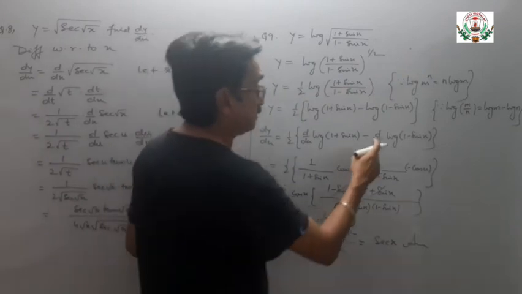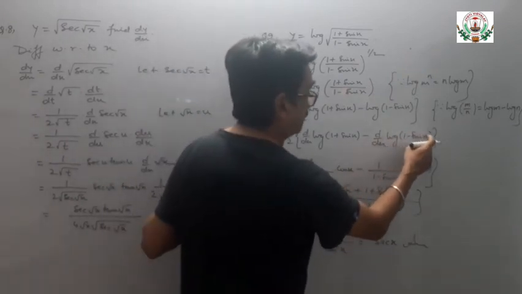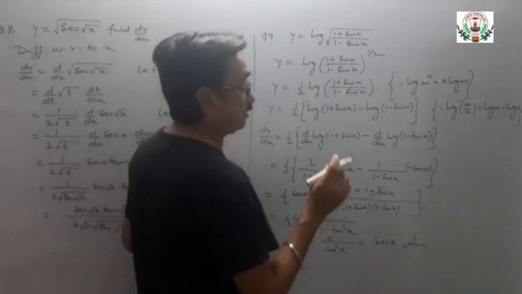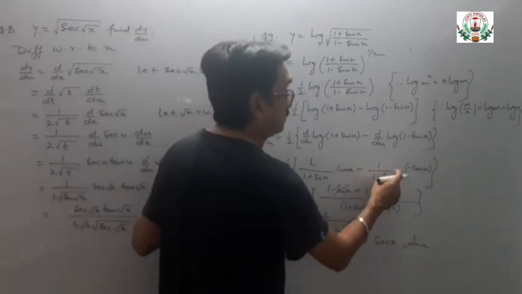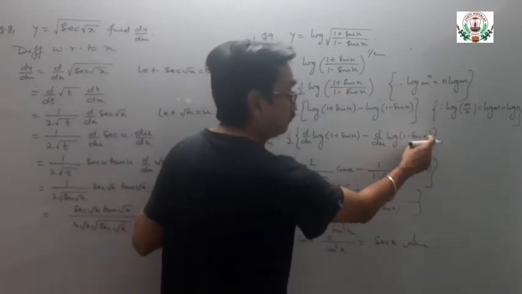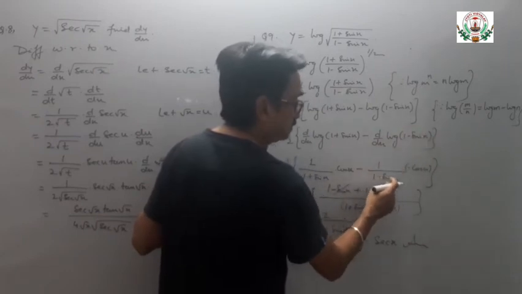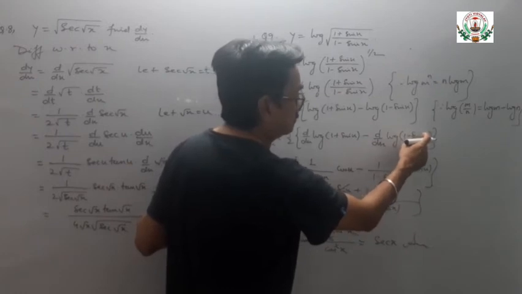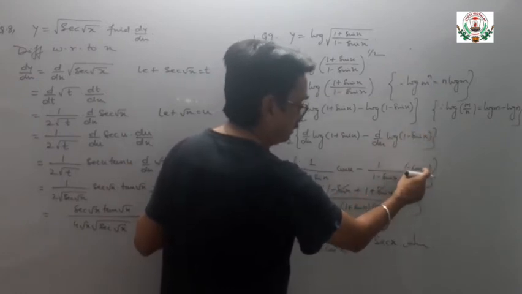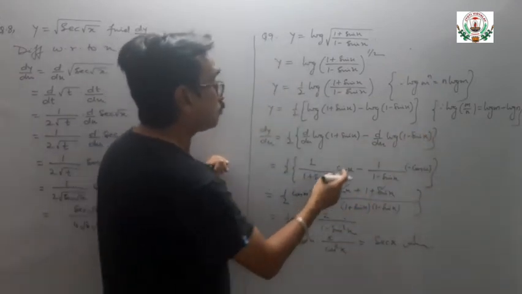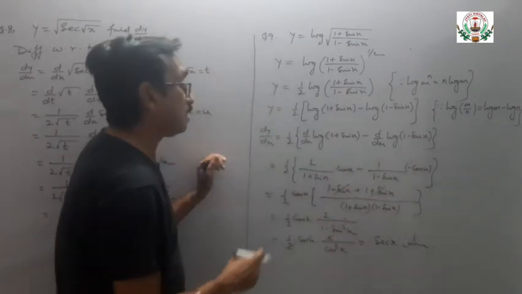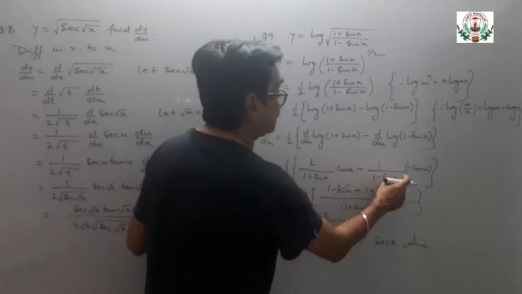And d by dx of log (1 minus sin x), again this function 1 minus sin x we can take as t. So d by dt of log t will become 1 upon t, and t is our 1 minus sin x. So 1 upon 1 minus sin x, and d by dx of 1 is 0, d by dx of sin x gives minus cos x. Now we will take cos x and cos x common, and this minus and minus becomes plus, and the denominator is (1 plus sin x) times (1 minus sin x).